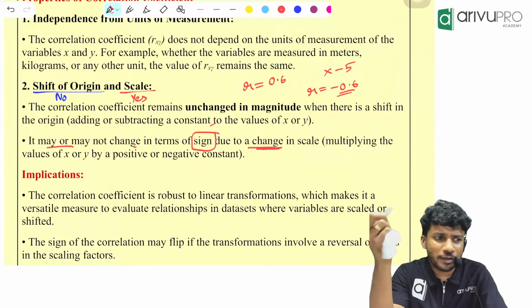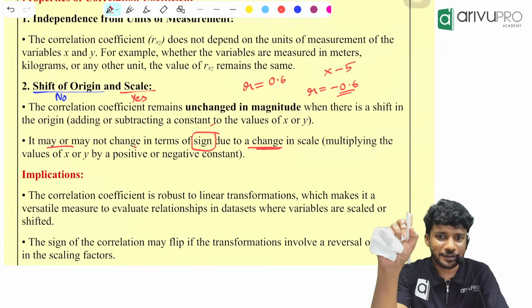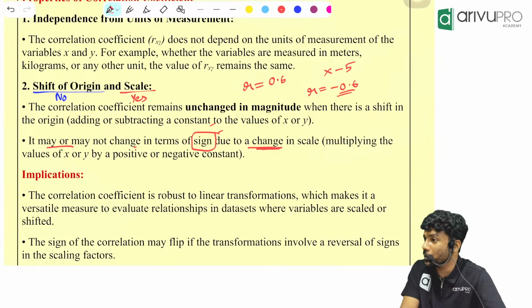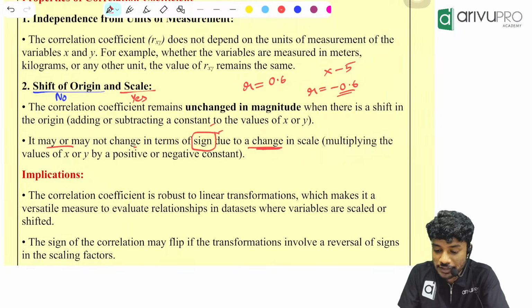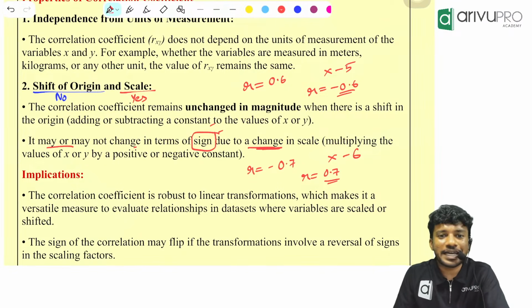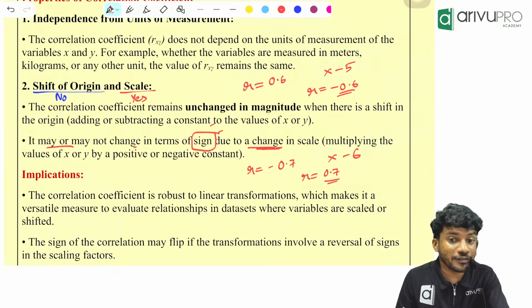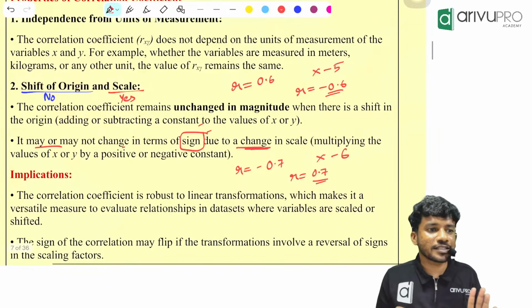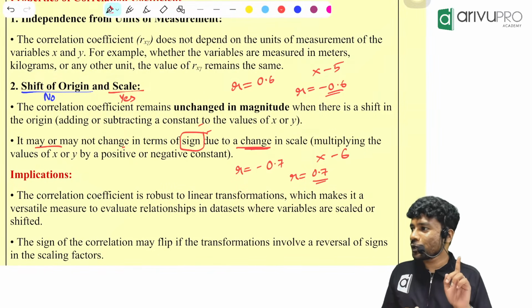If a positive number becomes a negative number, the change is there, but the magnitude will not change. What will change? Sign will change. For example, R is equal to -0.7. I multiply each observation with -5 or -6. Then the new R value will be 0.7. The value will not change, but the sign will change. I hope everyone understood what is change of origin and scale over here.